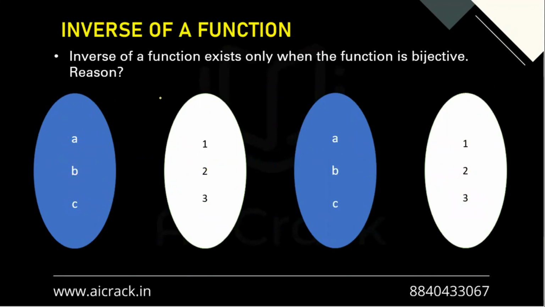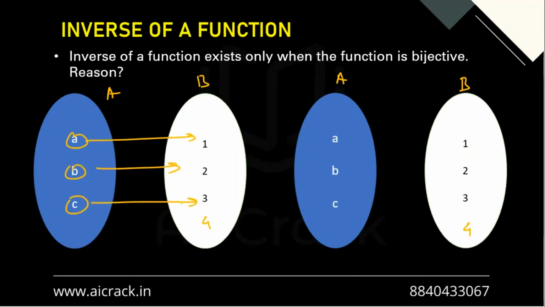Now let's try to define the inverse of a function in the case of an into function. So this is set A, this is set B. Let's add one more element, 4, over here. Now let's try to draw an into function. We can clearly say that this is an into function because every element of A is being mapped to B, which satisfies the basic rule of a function, but 4 is left over. So codomain is not equal to range. 1, 2, 3 is the range, but 1, 2, 3, 4 is the codomain.